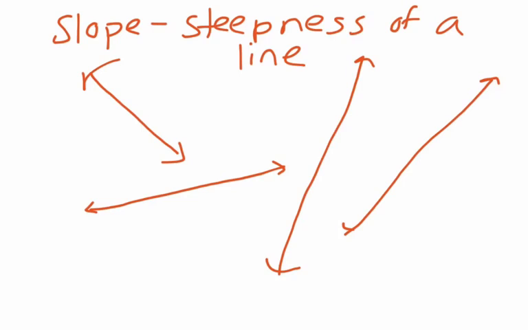Now, the symbol for slope is a lowercase m. And I have a lot of students that still will not get that right. When I was taught it, we were taught M for mountain, and mountains have slope. So the symbol for slope is M. And there is a formula for it.